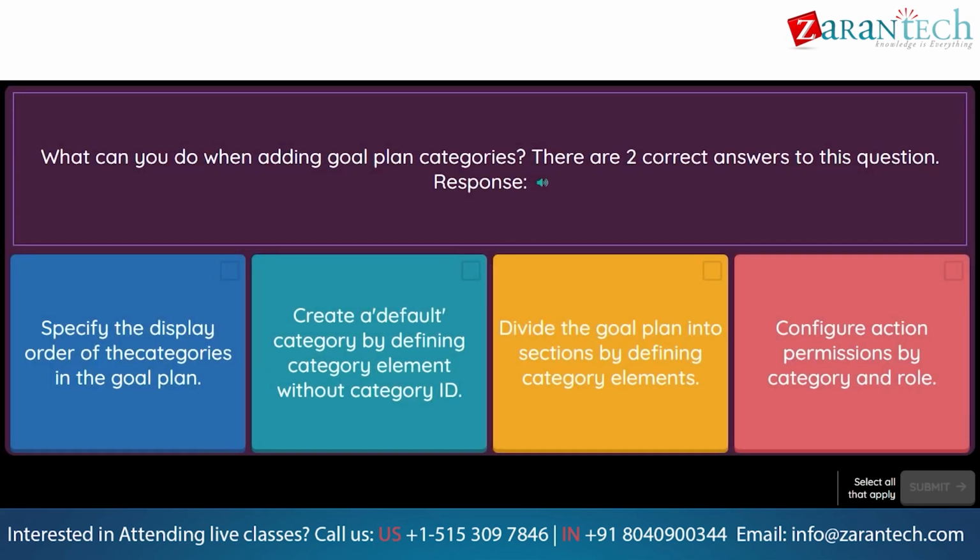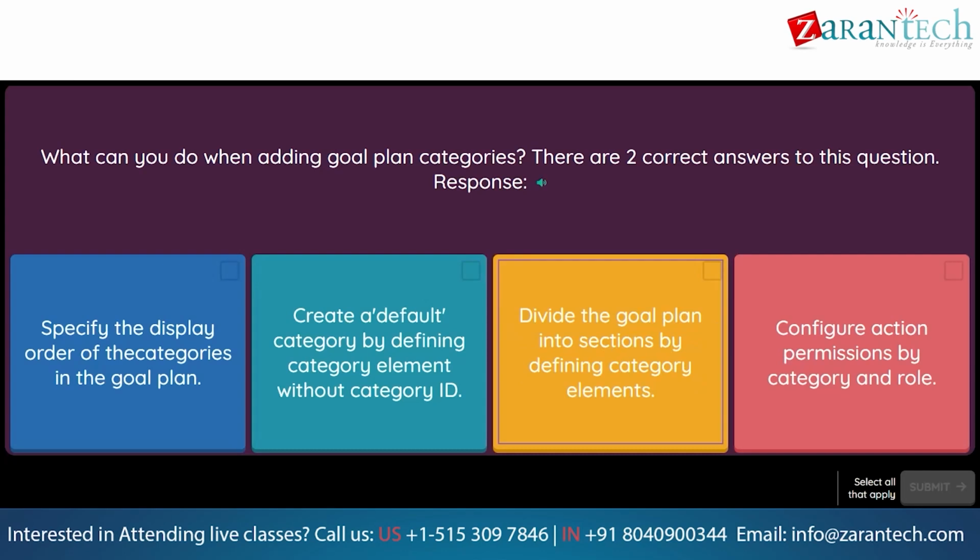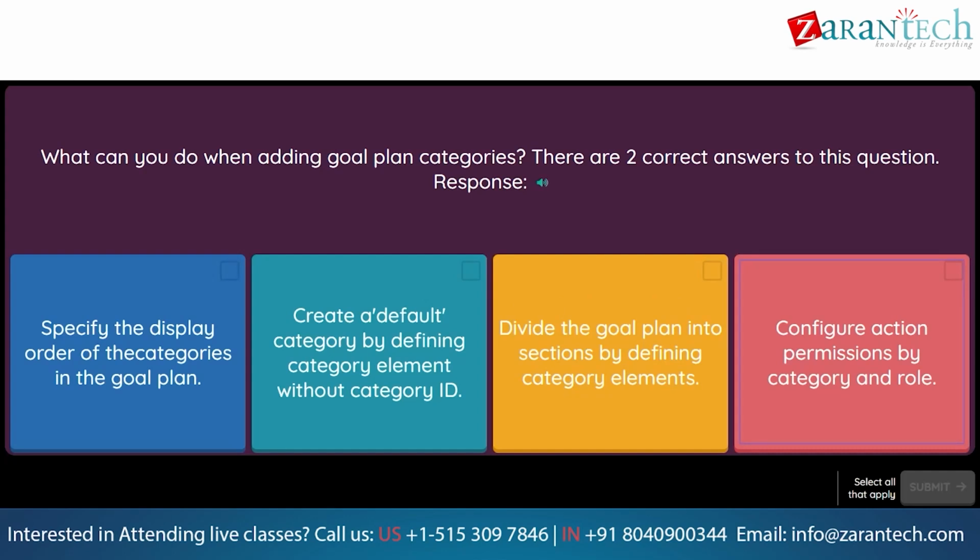Question: What can you do when adding goal plan categories? There are 2 correct answers to this question. Response: Option 1, Specify the display order of the categories in the goal plan. Option 2, Create a 'default' category by defining a category element without a category ID. Option 3, Divide the goal plan into sections by defining category elements. Option 4, Configure action permissions by category and role.